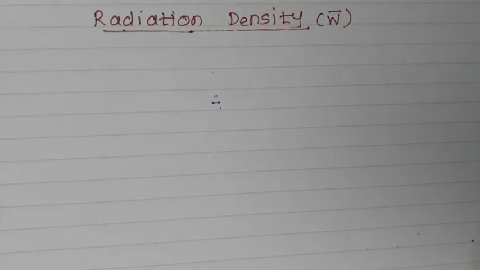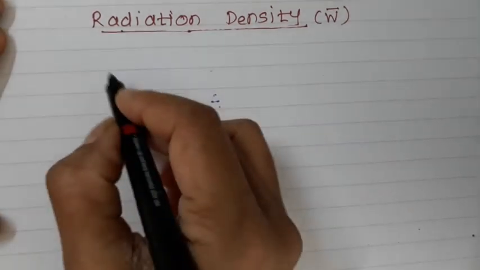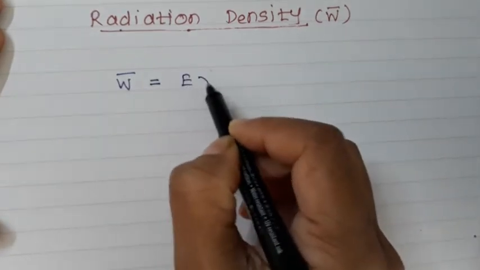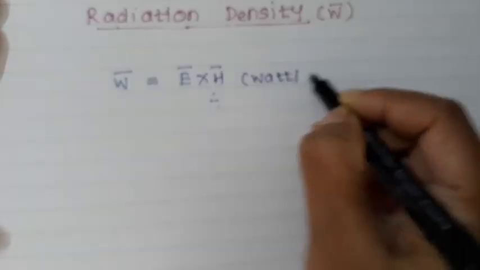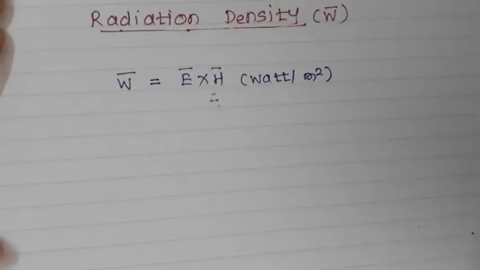In today's session we will talk about the radiation density, and it is denoted by W. The Poynting vector W is related to the fields E and H, the electric field intensity and the magnetic field intensity. Whenever we define this radiation density, it will be E cross H, and the unit is watt per meter square. The term W has a unit of watt per meter square and is called the instantaneous power density. The power can be obtained from W.